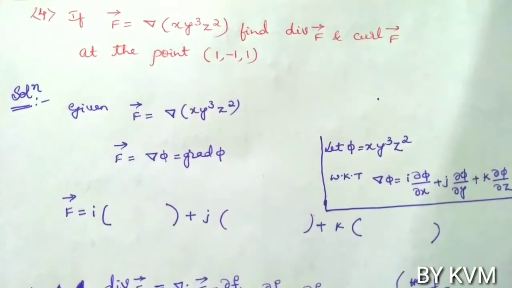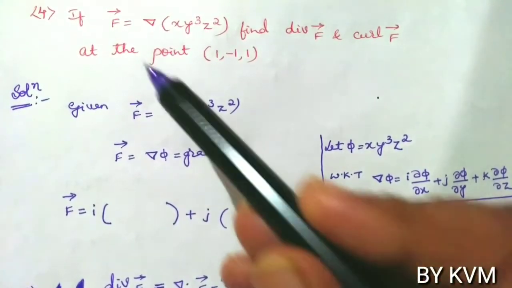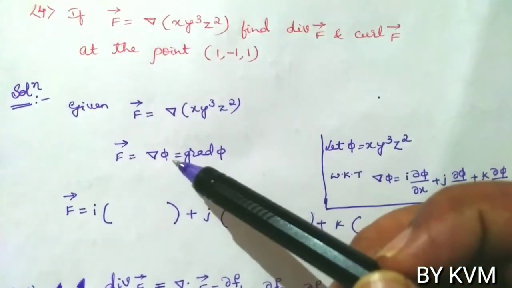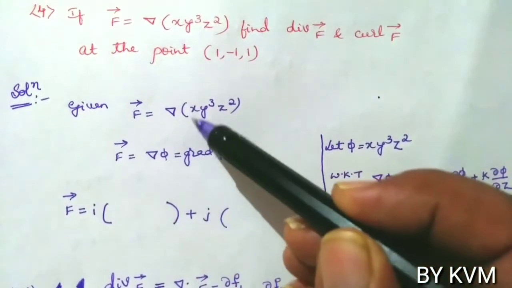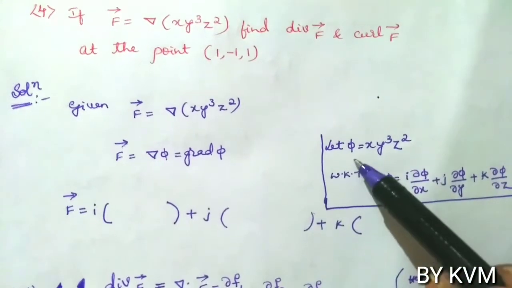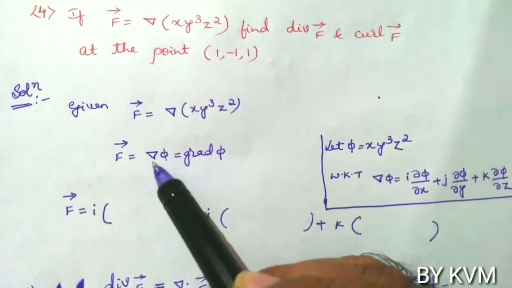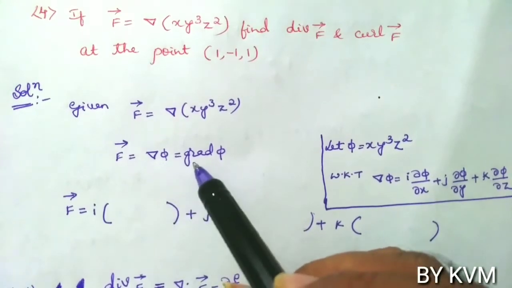If vector f equals del of x y cubed z squared, find the divergence of vector f and the curl of vector f at the point (1, -1, 1). So this problem is similar to the second problem. Here vector f is not directly given; it is given in terms of the gradient of some function. So first we have to find vector f. Let us take phi equals x y cubed z squared. So vector f is del phi, or we can also write this as gradient of phi.